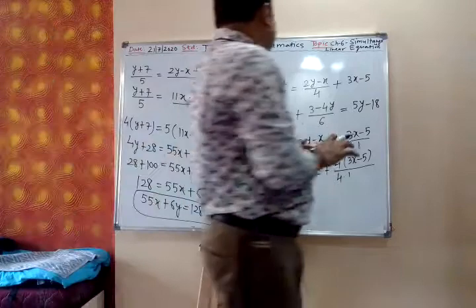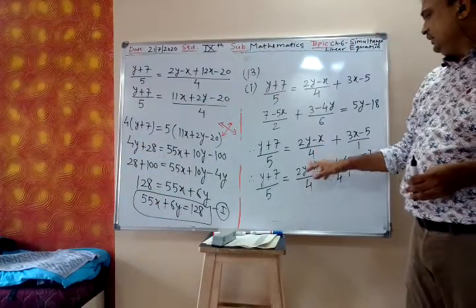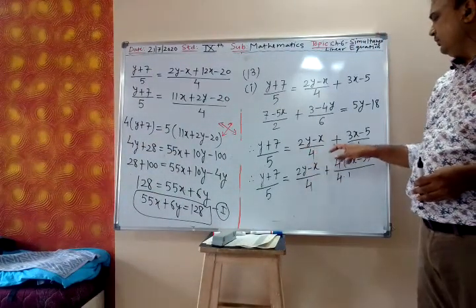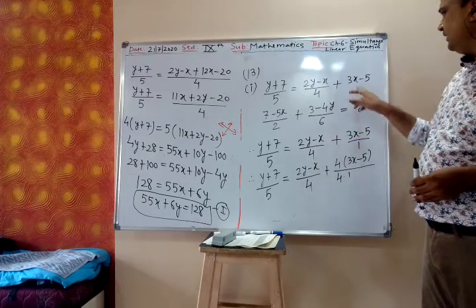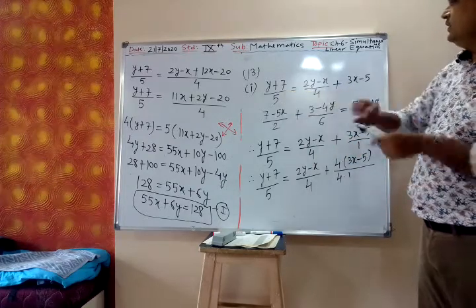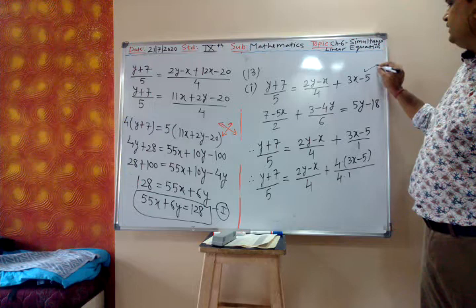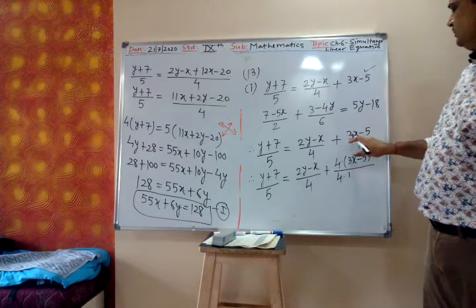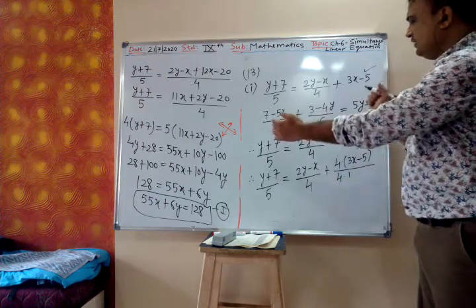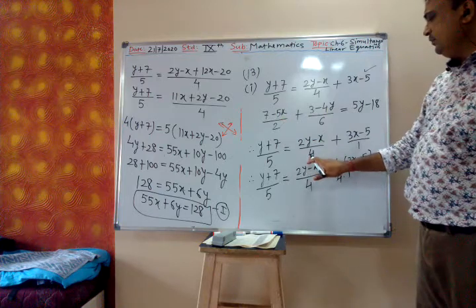Right side. Okay, this side. See, 2y minus x upon 4 plus 3x minus 5. We are simplifying this first equation. So 3x minus 5 upon 1. Now on the right side, the denominators are 4 and 1.